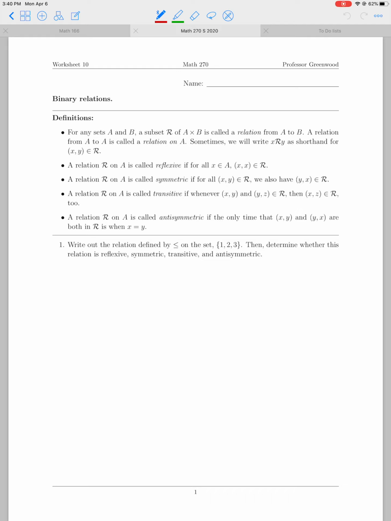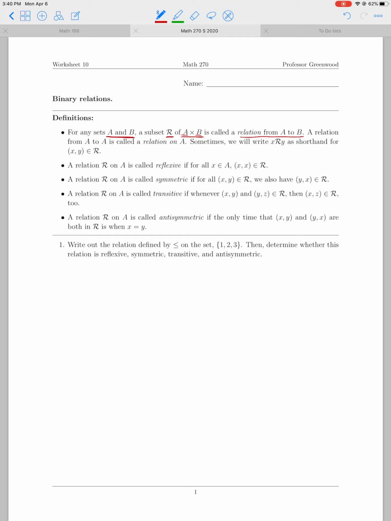First of all, if we have two sets A and B, then any subset R of the Cartesian product A cross B is called a relation from A to B. A lot of the time we only care about the situation when A and B are equal to each other, in which case we just call it a relation on A.